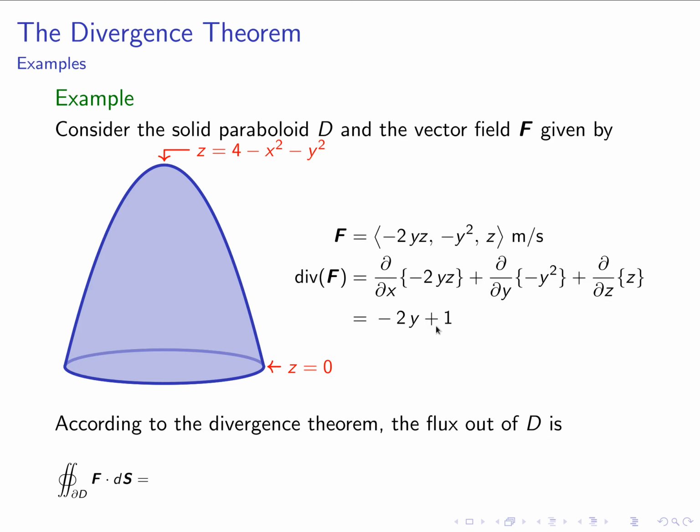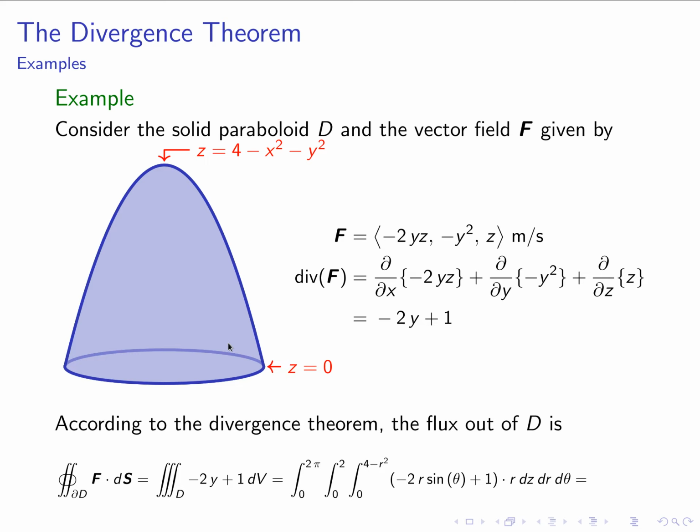So now, according to the divergence theorem, the flux out of our 3-dimensional domain, again symbolically, is notated as double integral over the boundary of our domain of f dotted with d vector s. But the divergence theorem says this is the same thing as the triple integral throughout the region of the divergence, which we just calculated to be negative 2y plus 1 dV. And we can nicely write this region again in cylindrical coordinates.